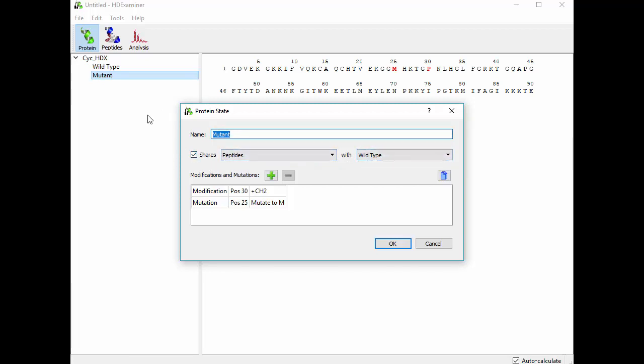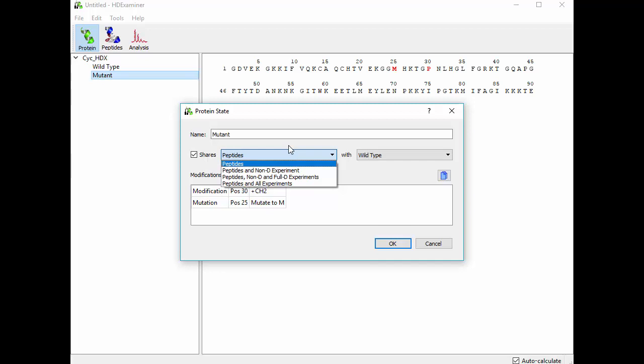Now, when you make protein states, the default behavior is that they all share peptides, because that makes it much easier within the software to compare peptides within your pool. You can look at two uptake plots together, for example, or anything like that. But if you notice, there are actually other selections available here in this dropdown. So by default, a protein state shares peptides with the first protein state in your project. But it can also share peptides in undeuterated experiments, peptides in non-deuterated and fully deuterated controls, and peptides in all experiments.